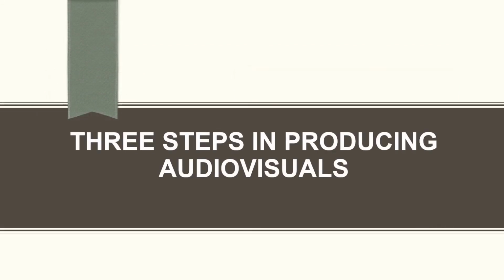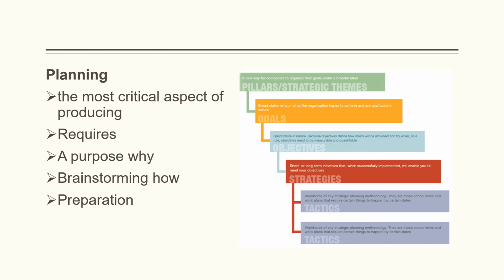There are 3 steps in producing audiovisuals. We have planning, the most critical aspect of producing. It requires a purpose of why, brainstorming of how, and the preparation. Planning everything out is the very first step of everything, since you can change everything from lines to recording.